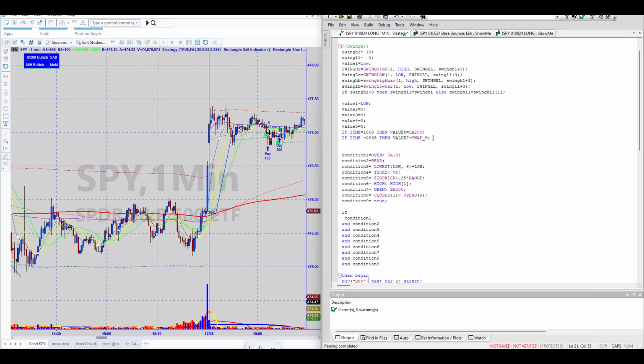Okay. All right. Now we have to say that value 7 is less than value 6 plus, say, average trading range, or average true range of what?